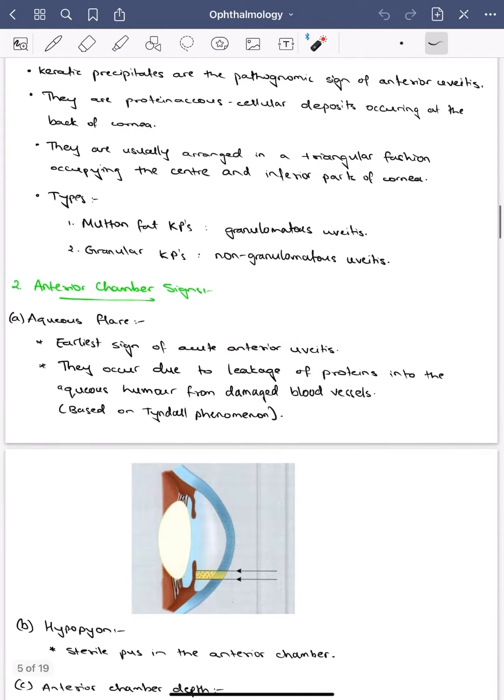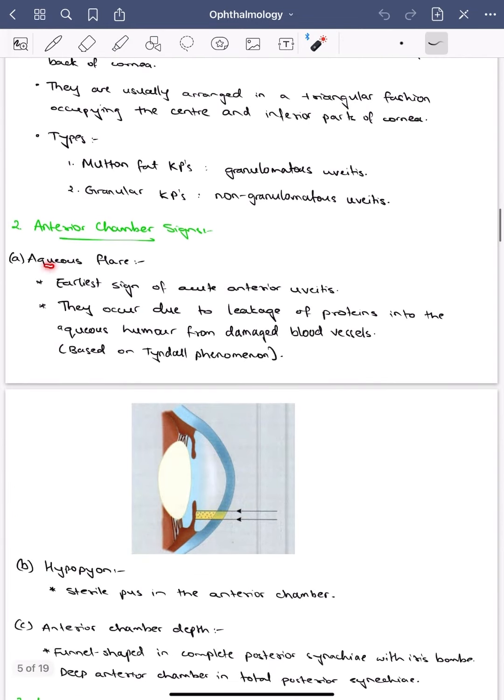Now coming to the anterior chamber signs, number one, we have aqueous flare. Now this is the earliest sign of acute anterior uveitis. They occur due to the leakage of proteins into the aqueous humor from damaged vessels, and when light is passed, because of the Tyndall effect, a flare is seen. So this is aqueous flare.